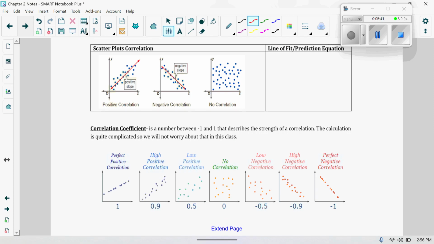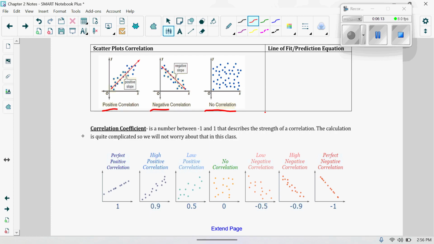All right, we're going to talk a little bit about correlation and then how to find a line of best fit if what we just did seemed a little confusing. We're going to break down another way that we can do it, and we'll do that on the back page. So scatter plots have one of three types of correlation, either positive when it goes up, negative when it goes down, or no correlation when it just seems to be pretty random.